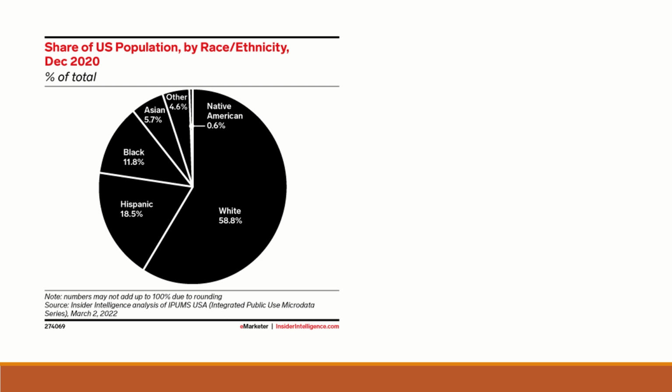Let's take a look at what's happened in 2020. This is according to the latest census. As you can see, the number of white persons in the country has declined from about 64% to about 59%, and Hispanics have increased. Asians have as well. Blacks have stayed about the same.